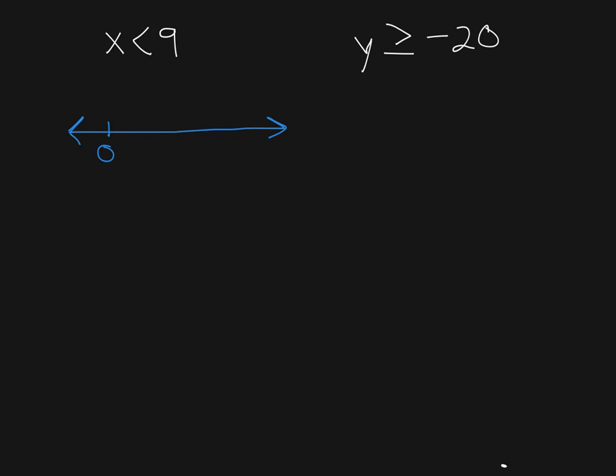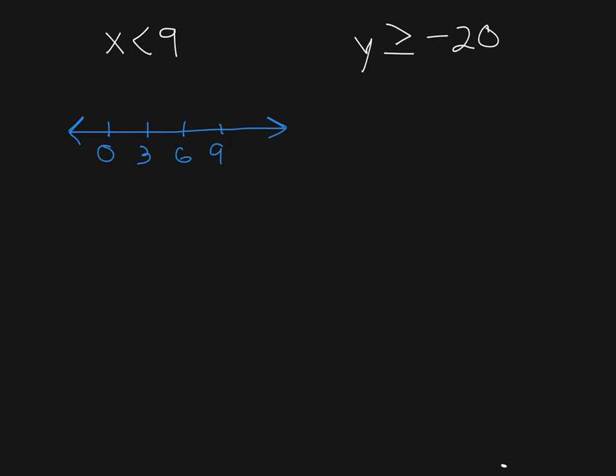And to save some time and space, I'm just going to count by 3s for this, because I can go 3, 6, 9, right? That's a lot easier than putting all those little marks to get up to 9 counting by ones. Now, I want x to be less than 9.